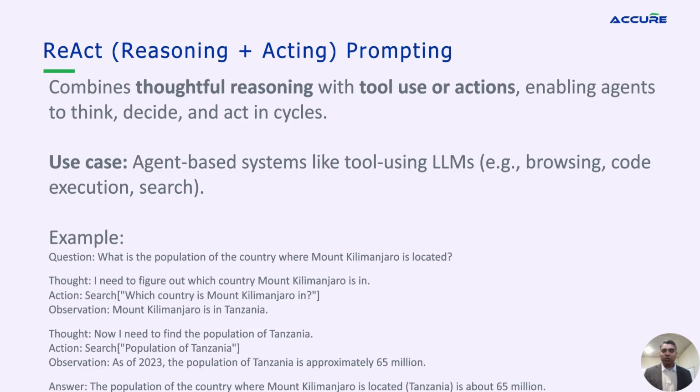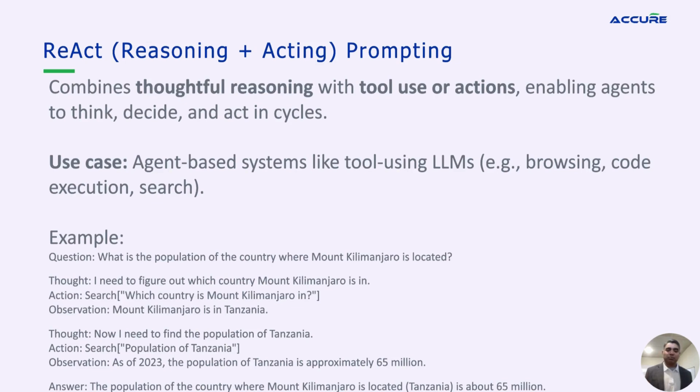This is typically used in building agentic AI based solutions. That means you build agents, and some agents do the reasoning, some agents utilize tools, some agents do some actions. So here is an example use case where it can be applied. This is an agent based system, like tool using LLMs, that does, for example, browsing, code execution, searching. These are examples of tools.